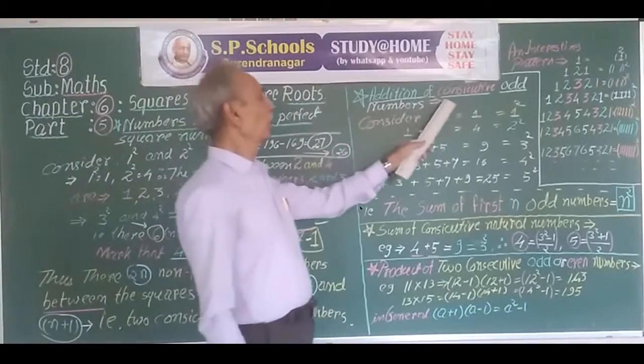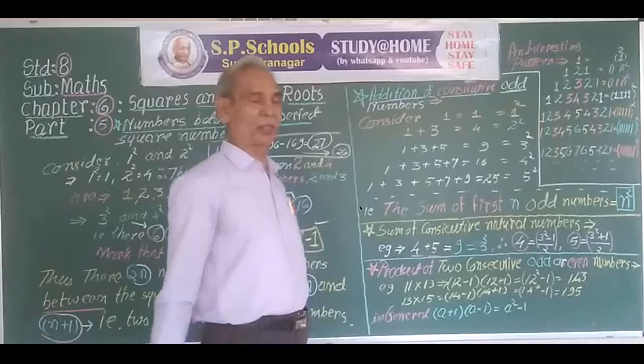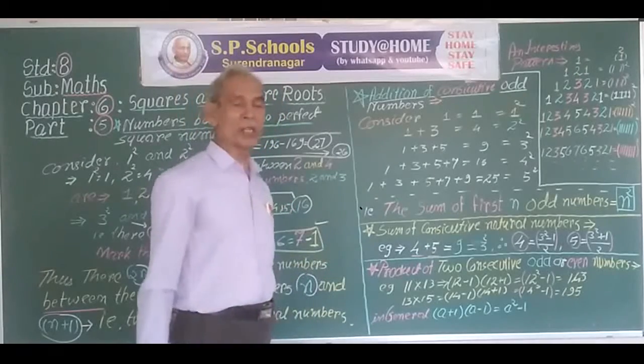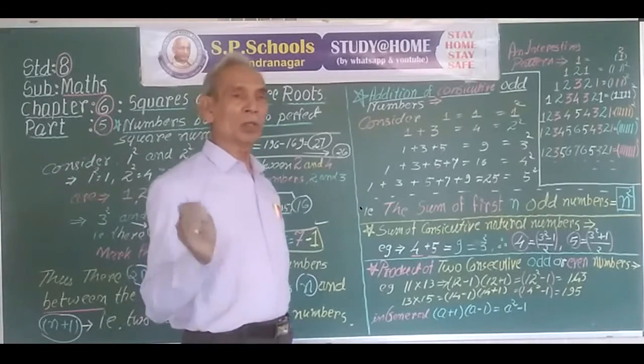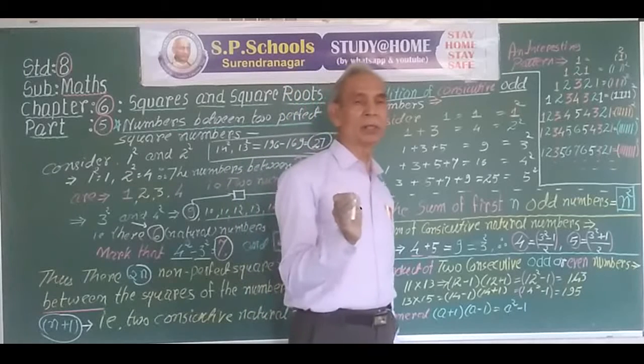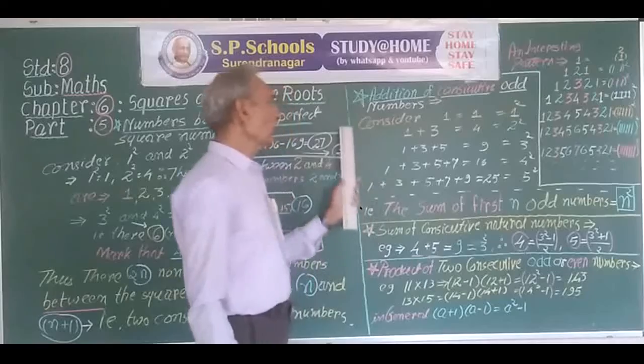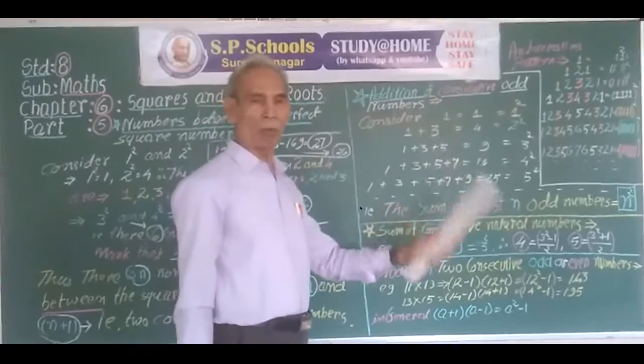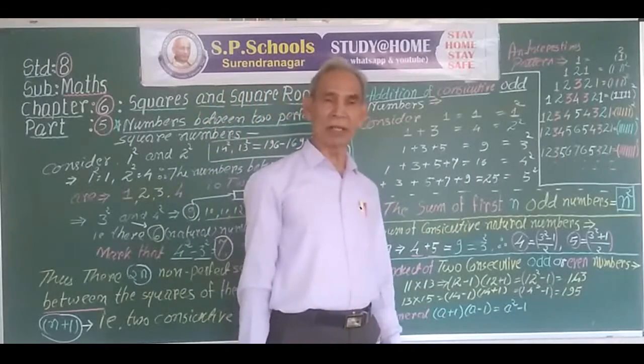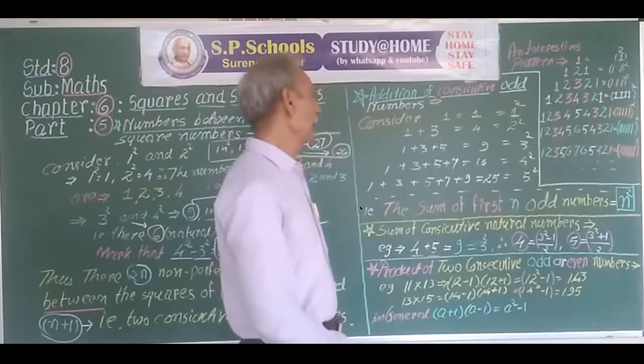Addition of consecutive odd numbers. Our natural number system is made up of consecutive numbers, consecutive odd numbers, and consecutive even numbers. Consecutive numbers are 1, 2, 3, 4, 5, 6, 7, 8, 9, 10, like that.